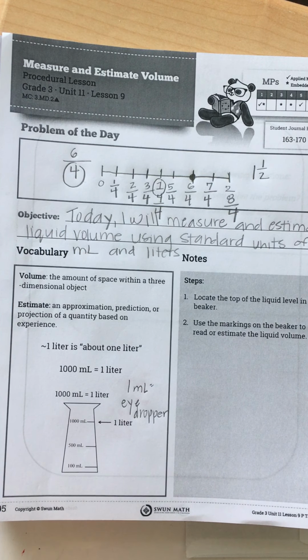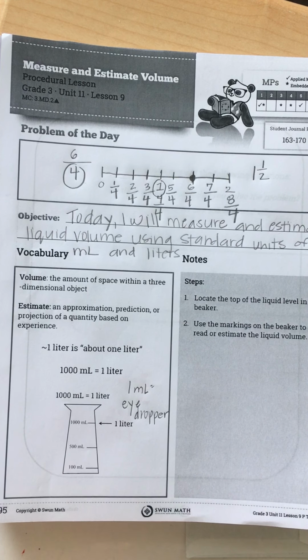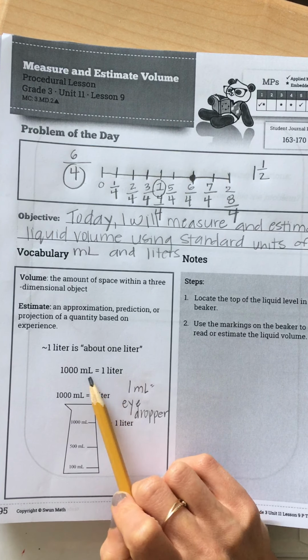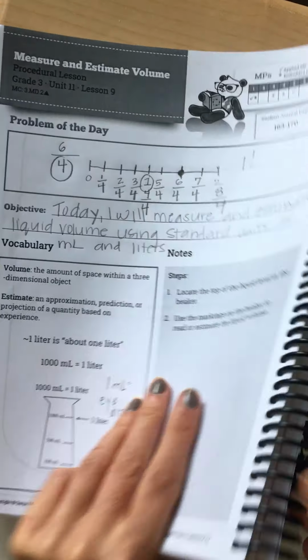Okay? We also want to remember that when we think of milliliters and liters, we're thinking about liquid. Okay, so when you're finding the volume of something in liters and milliliters, we're talking about how much liquid is inside of that, how much water is inside of it, how much chocolate milk's inside of it, how much Shirley Temple is inside of it. Okay? So let's go ahead and get started.